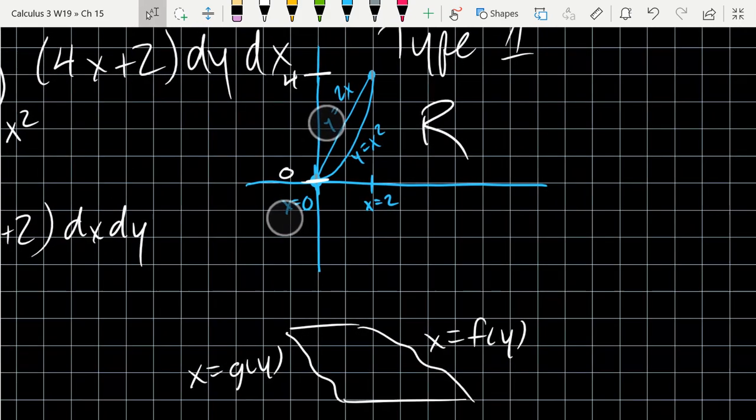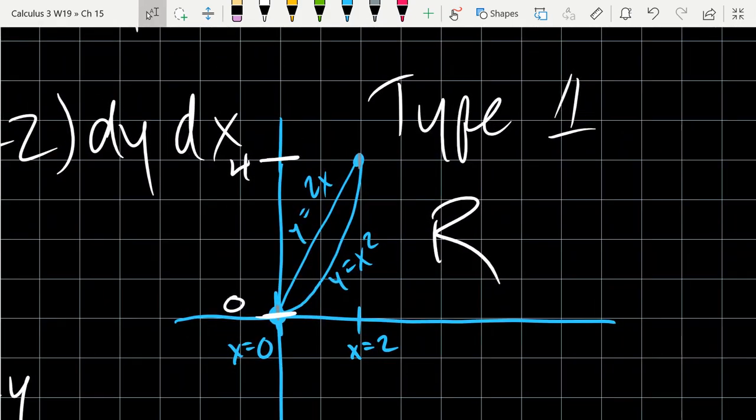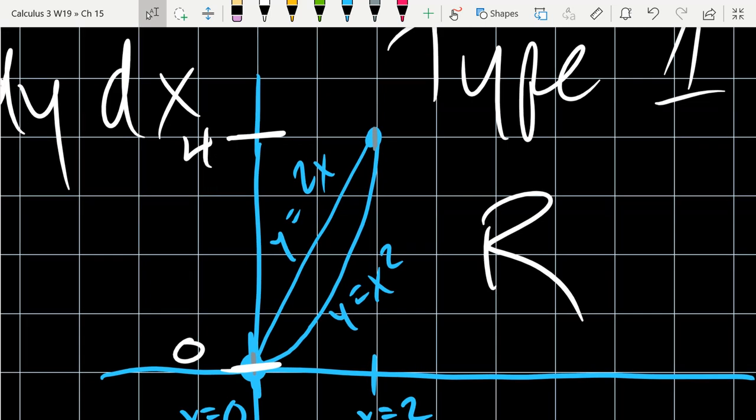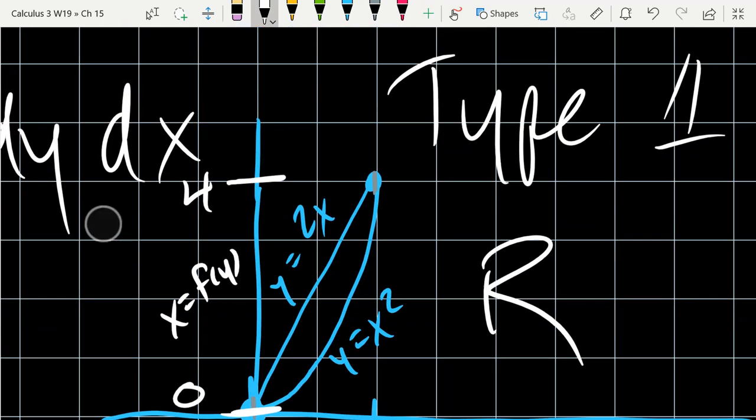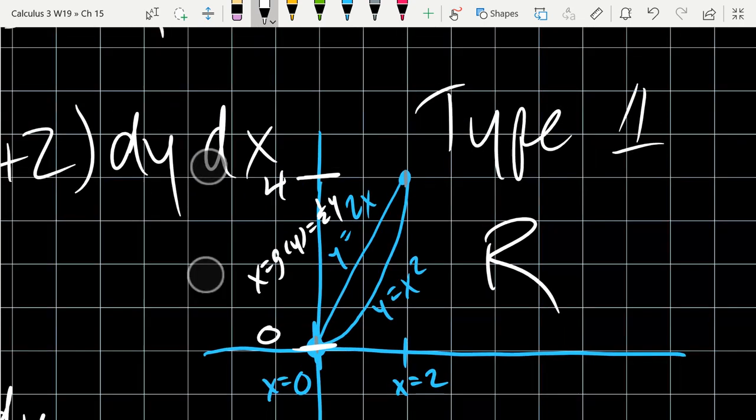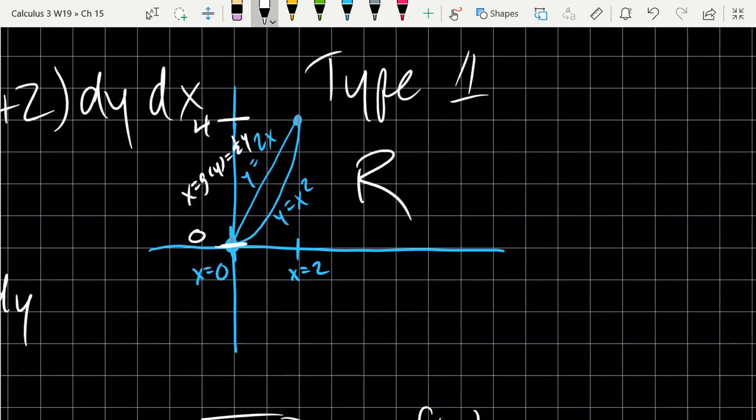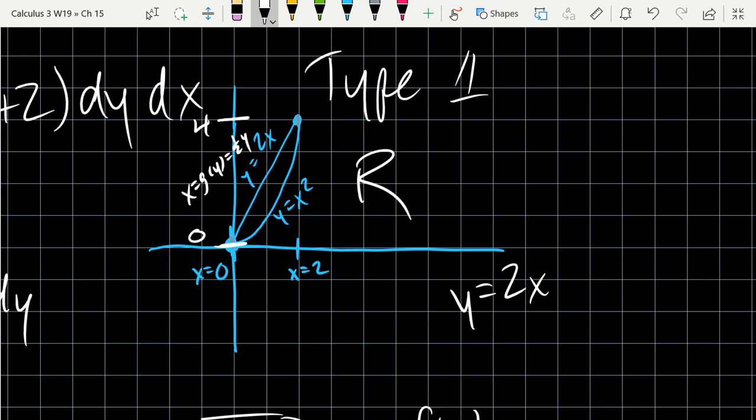All right, so I need a left and a right. So I'm going to look back at our region here. I think I'm supposed to use g for the little one. What is a function of y for the left? Y over 2. Y over 2 or 1 half y. All right, how did we get that? Getting that, you're just going to use algebra. Y equals 2x. This is written y as a function of x. I need x as a function of y.